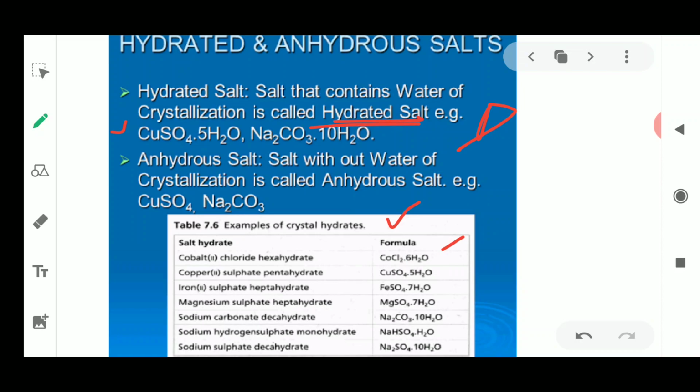Fine. Now next is iron sulfate heptahydrate. Why heptahydrate? Because 7 water molecules are required. So ferrous sulfate, or iron sulfate, is FeSO4.7H2O.